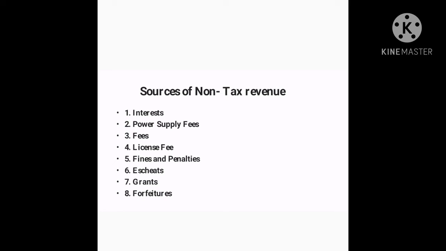Grants. Several grants are received by the government from various international organizations and foreign governments. Such grants are not a fixed source of revenue and are generally received during a national crisis such as war, flood, etc. Forfeitures. These are forms of penalties which are imposed by the courts for non-compliance of orders or non-fulfillment of contracts, etc. So these are the 8 sources of non-tax revenue: interest, power supply fees, license fee, fines and penalties, escheats, grants, and forfeitures.